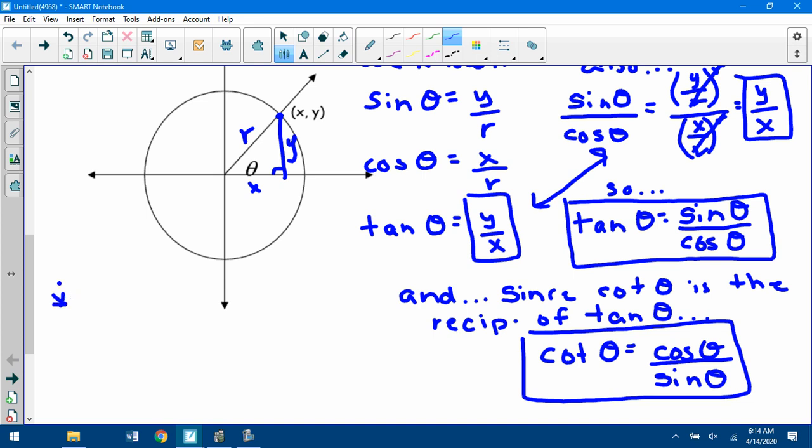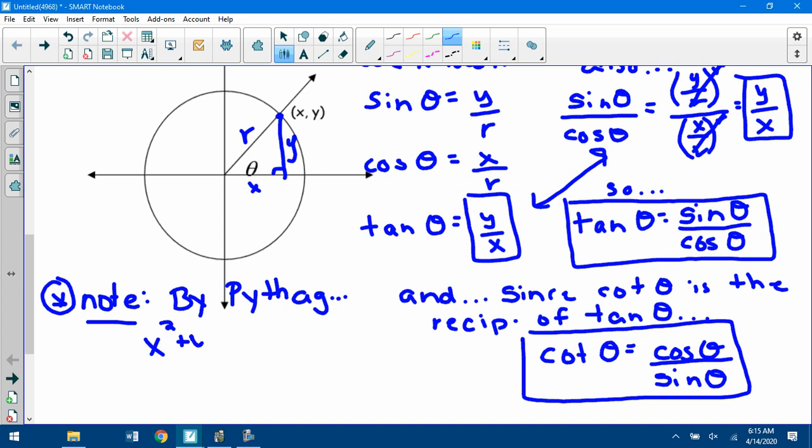On this picture, one side note, by the Pythagorean theorem, what's x squared plus y squared going to equal on that picture? A squared plus b squared equals c squared, so x squared plus y squared equals, right, r squared.